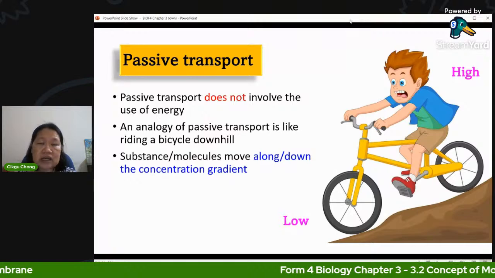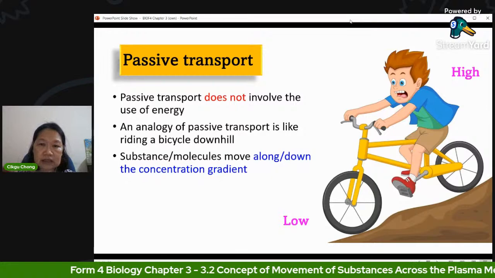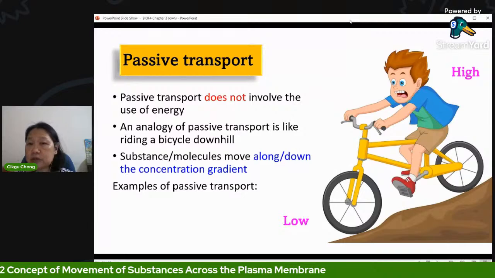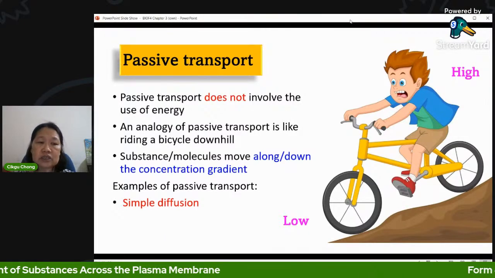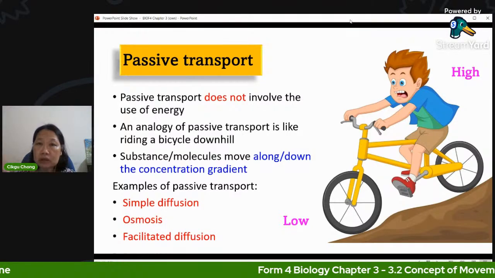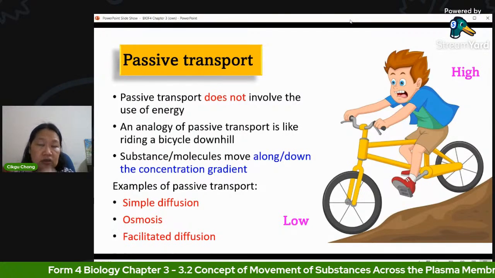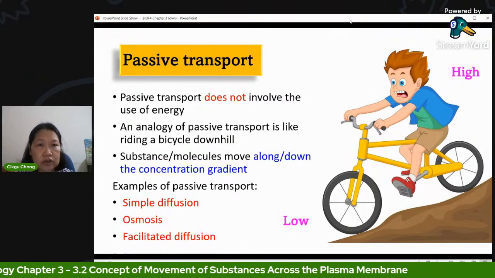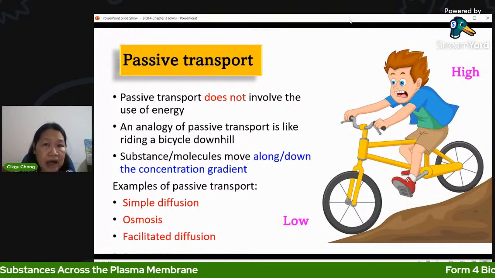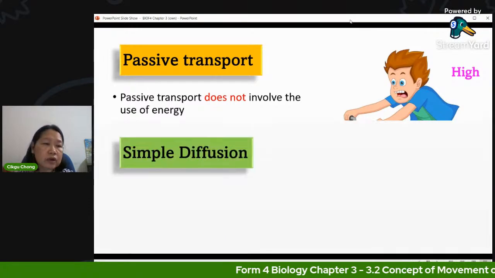All right, so this is just an analogy for you to imagine, things will always move from more to less, just like higher ground to lower ground for your bicycle. Examples of passive transport are those three. So all these three, simple diffusion, osmosis, and also facilitated diffusion, the molecules will be moving from a region of more to another region that is less. The area that has got more molecules will move to the other part, which has got less molecules. So now we look at one by one.